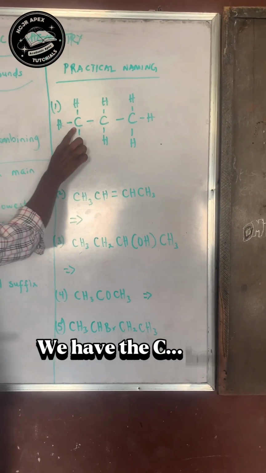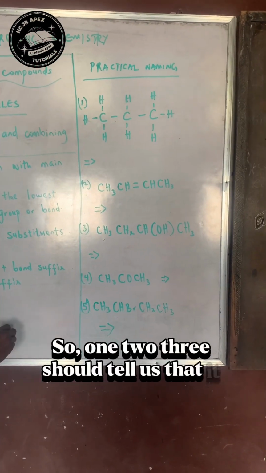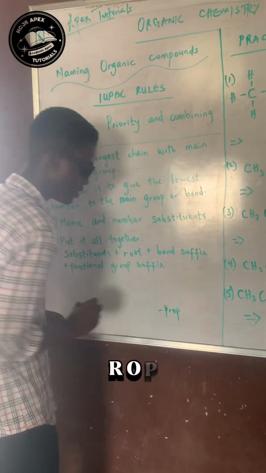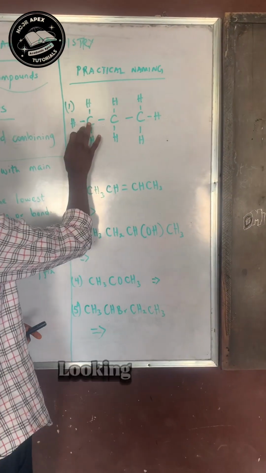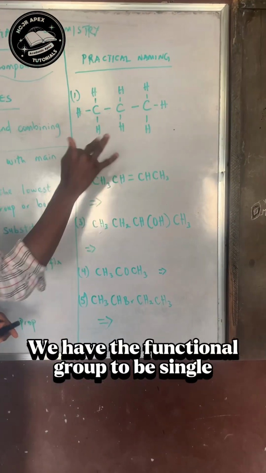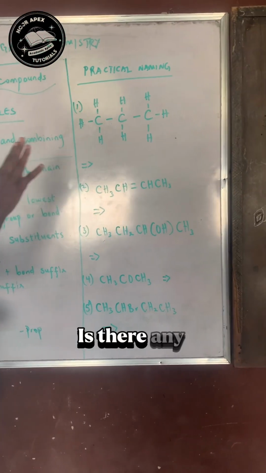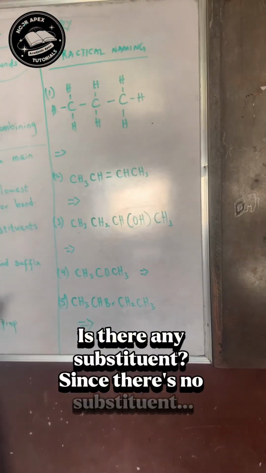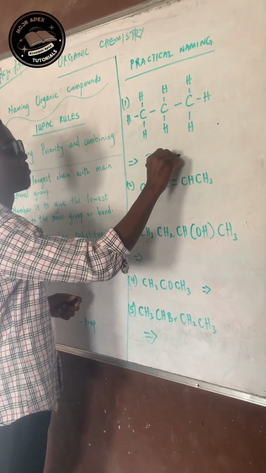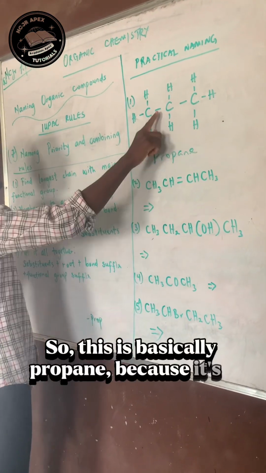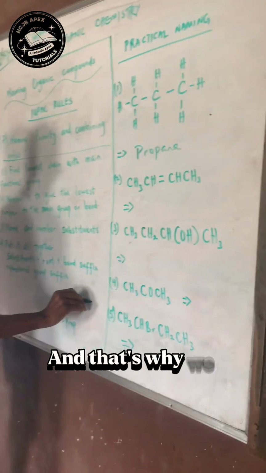How many carbon atoms do we have here? 1, 2, 3. So 1, 2, 3 should tell us that it will have a PROP. The next step is to identify the functional group. Looking at this, the functional group is a single bond. Since the functional group is a single bond, we ask ourselves, is there any substituent? Since there is no substituent, you could just go ahead and name it propane. This is basically propane because it's a single bond, and single bonds are from your alkane family, and that's why we have propane.